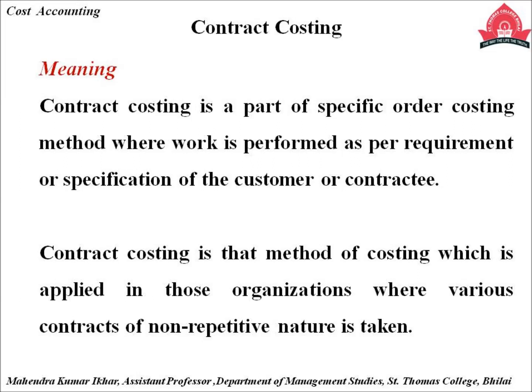Today we are going to learn about the basics of contract costing. As the word clears, a contract is basically an agreement, a written or some kind of oral agreement between two parties, one party who gives the contract and another party who accepts the contract. That's why it is known as a part of specific order costing method, where work is performed as per the requirement or specification of the customer or contractee. The customer is known as contractee and the person who accepts the contract is known as contractor.